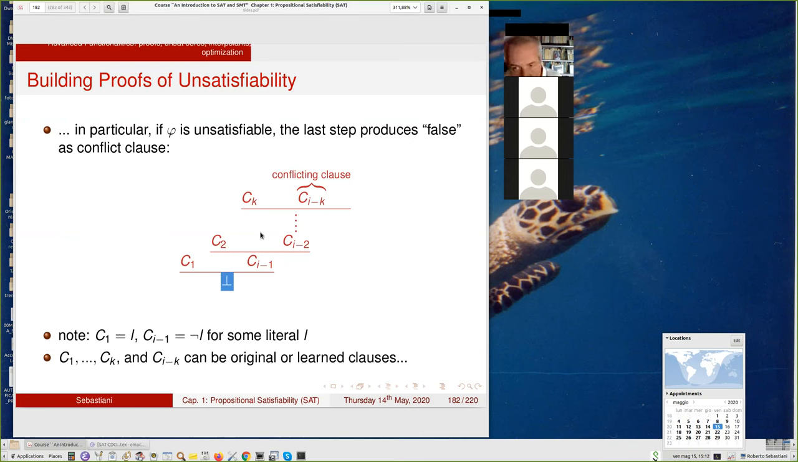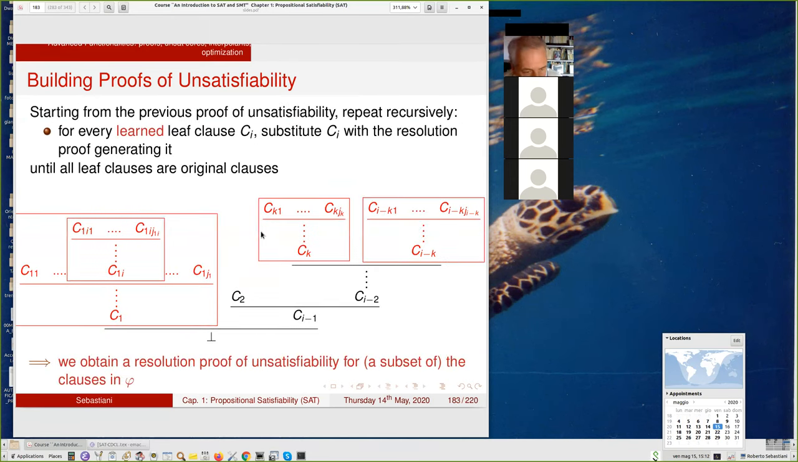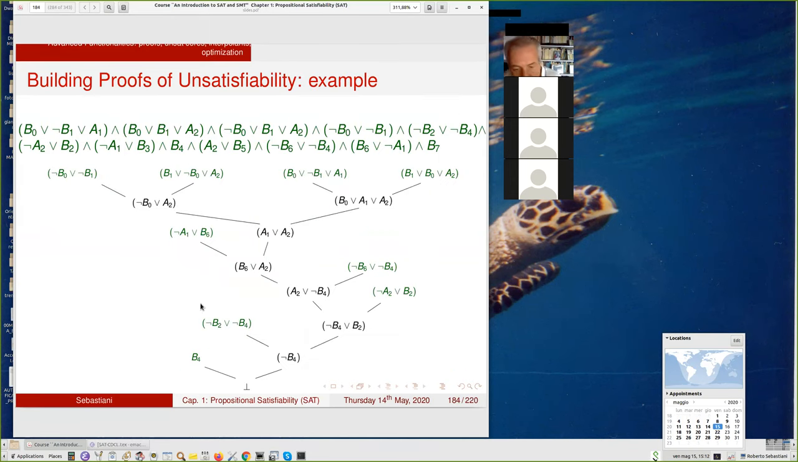Okay. Fine. Cool. So, for instance, well, I don't want to go through that, but you can check that this complicated formula is unsat, and you can read the resolution proof backward by looking at this. You see, every step here can be seen as a resolution. For instance, here you have B6 with not B6 and you get A2 and not B4.